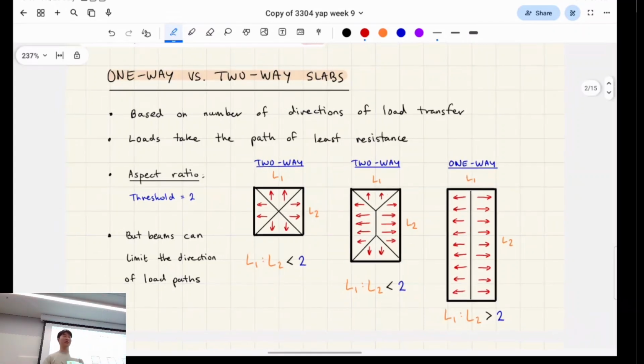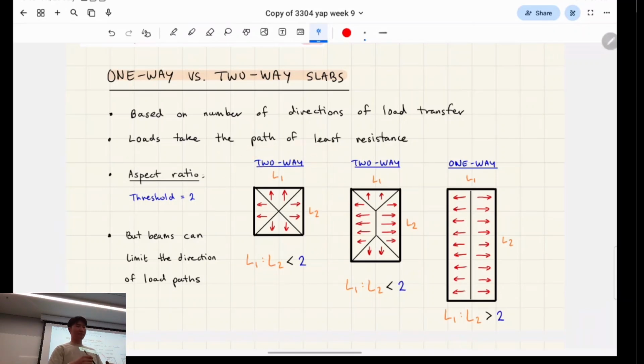But it's usually based on two things. One is the aspect ratio. If something is a square, 1 by 1, it can transfer in two directions, because the gravity loads want to follow the path of least resistance. And gravity loads go from top down, from the slab to the beam to the column to the footing, and dispersed into the ground. If we're just focusing on the slab, it just wants to transfer to the beams, which are on the edges of the slab.